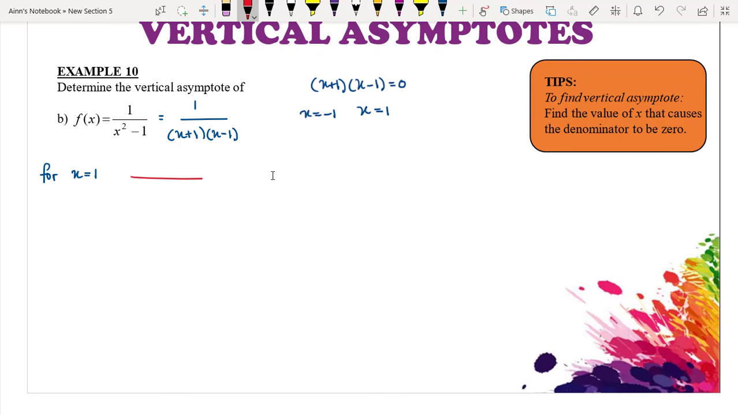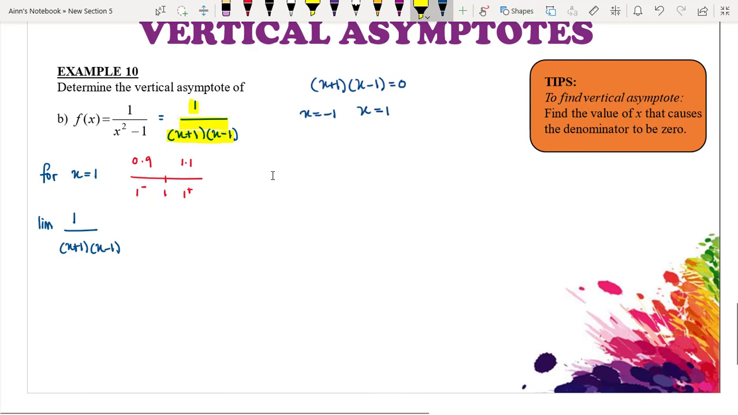Because we need to find one from the right and one from the left. So one from the right, it's to the right, that's 1.1. And this one, let's see, we got 0.9. Okay, so now we want to find the limit of f(x), where we have 1 over (x plus 1)(x minus 1). We can use this one, the one that we factorized here.